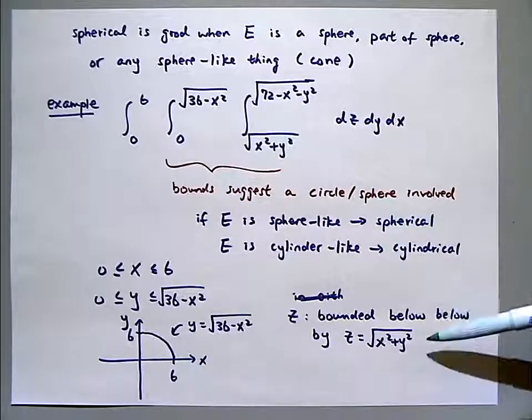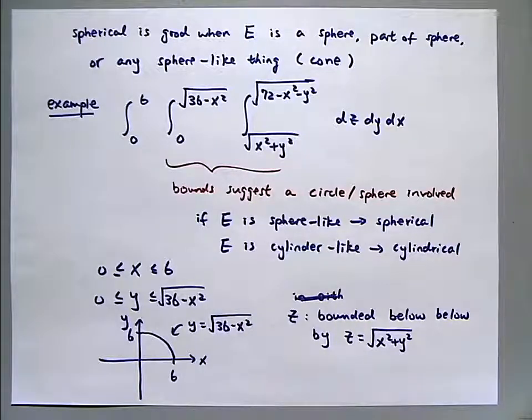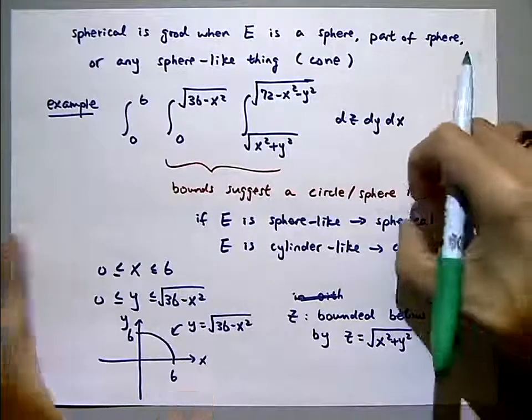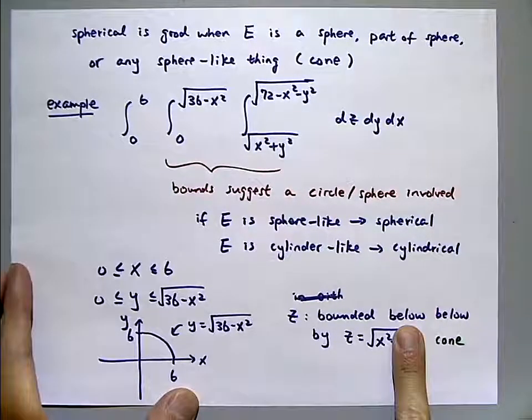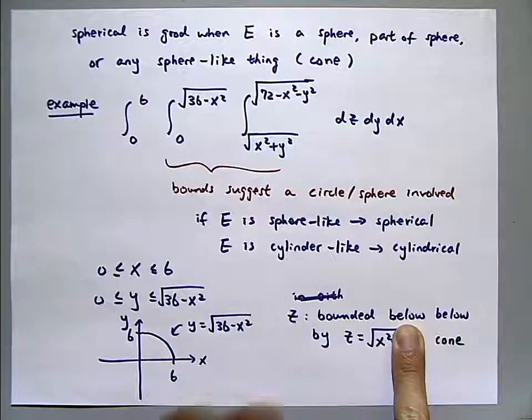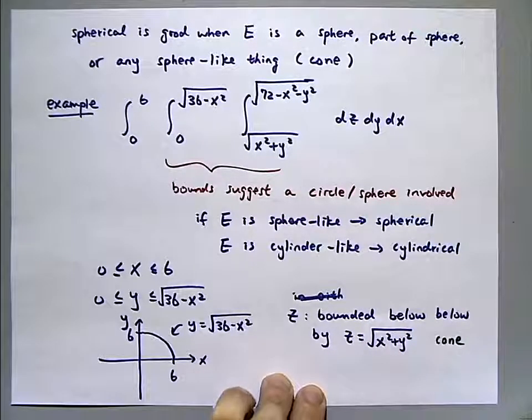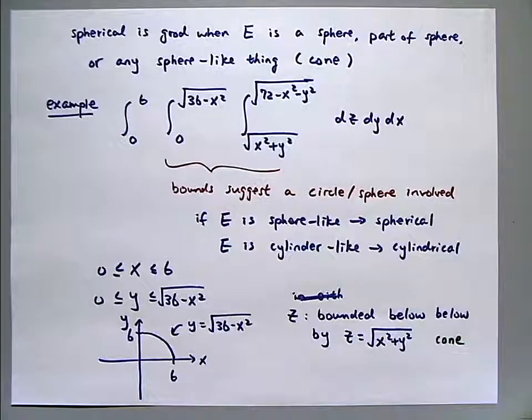What shape is this? It's a three-dimensional thing, so saying a circle is not quite right. Sphere? Not quite. It's a cone. Yes, it's a cone. Top half of a cone. Because if y is equal to 0, z is equal to x. That's a straight line. If x is 0, z is equal to y. That's another straight line. And then you've got this straight line revolved around. You get a cone. So this thing is bounded below by a cone.